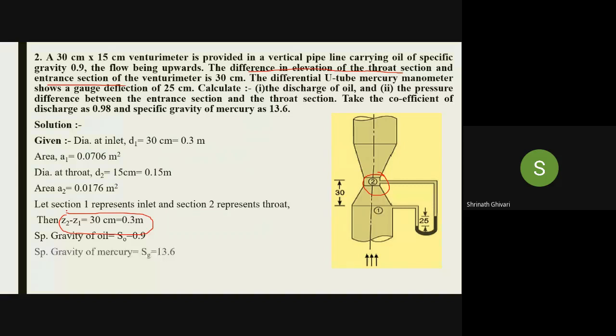Specific gravity of oil is 0.9. Specific gravity of mercury is given as 13.6. What is the reading of the differential manometer? This is h, 25 centimeter. Okay, done. Now how will you calculate the discharge of oil? What all do you require here?